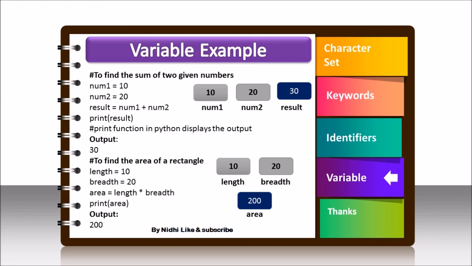Similarly, we have another program that finds the area of a rectangle. Here we have length is equal to 10 and breadth is equal to 20. We are finding the area. Area is equal to length into breadth, and we print the value of area. So here 20 into 10 is equal to 200. This is the result of this particular program.